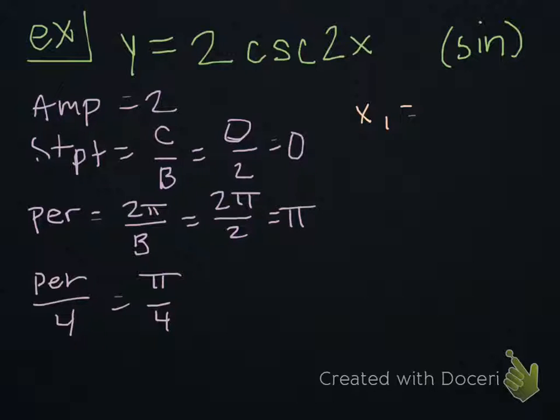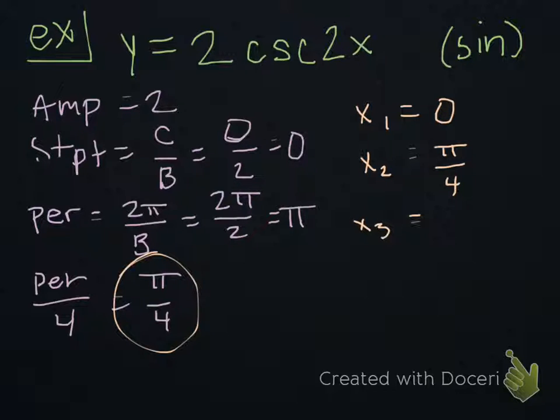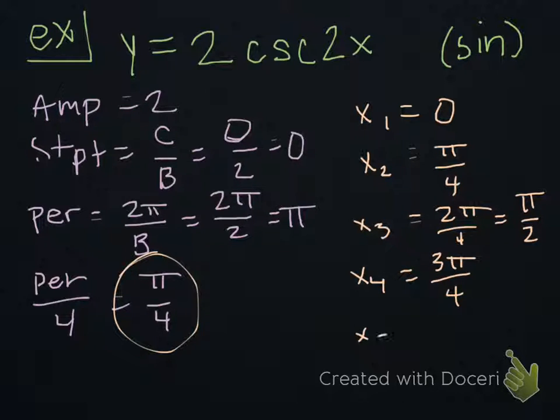x1 is always our starting point, so our x1 is 0. And we're adding pi over 4 each time. So x2 is pi over 4. x3 is 2 pi over 4, which we know will reduce to pi over 2. x4 will be 3 pi over 4. And our last coordinate, x5, is going to be 4 pi over 4, which is just pi.